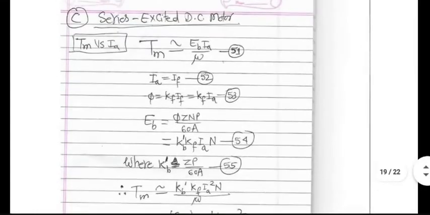You can go through my derivations carefully once you get the document. I think you already have the document I sent you last time. Tm versus IA is approximately a square law curve for a series motor. And Km is a constant which can be determined using this equation. This is an advantage, of course, because initially when IA is small, even then you'll get large torque.